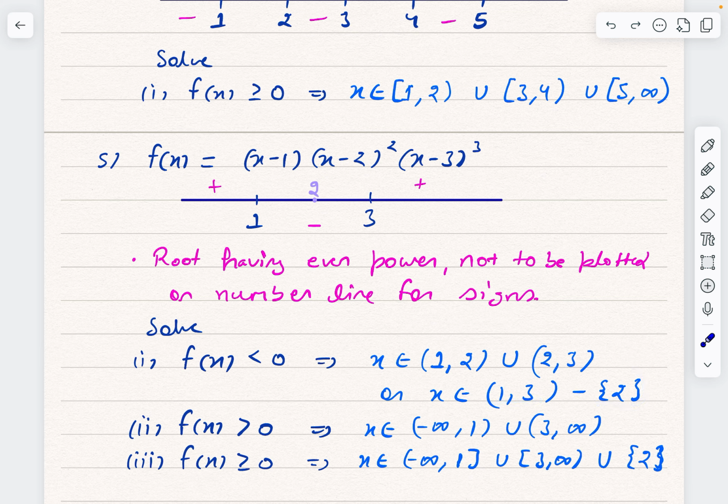Okay, next. f of x greater than 0. Where do you see f of x greater than 0? Before 1 or after 3? So x belongs to minus infinity to 1 union 3 to infinity.